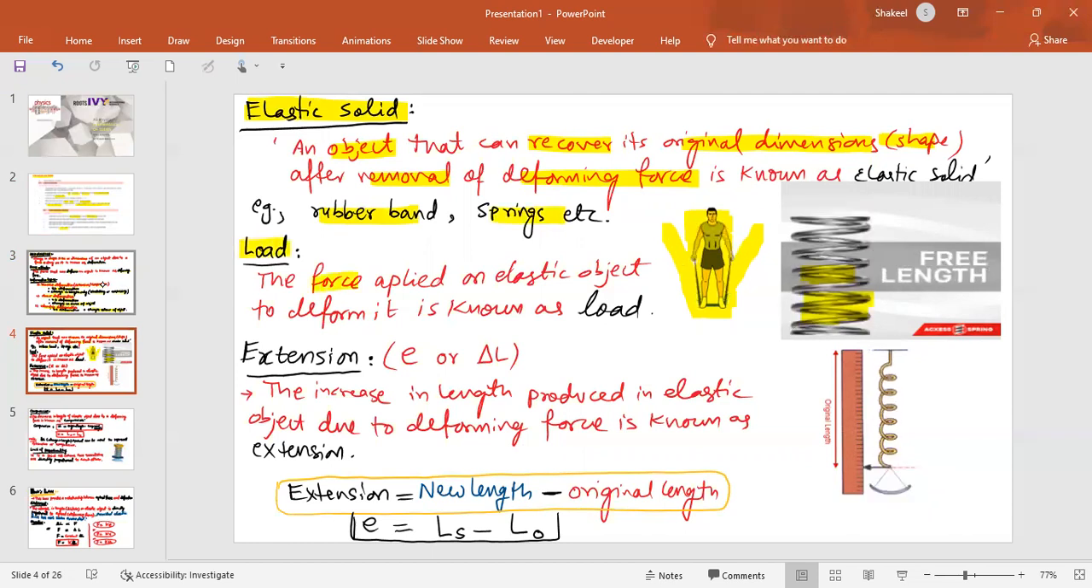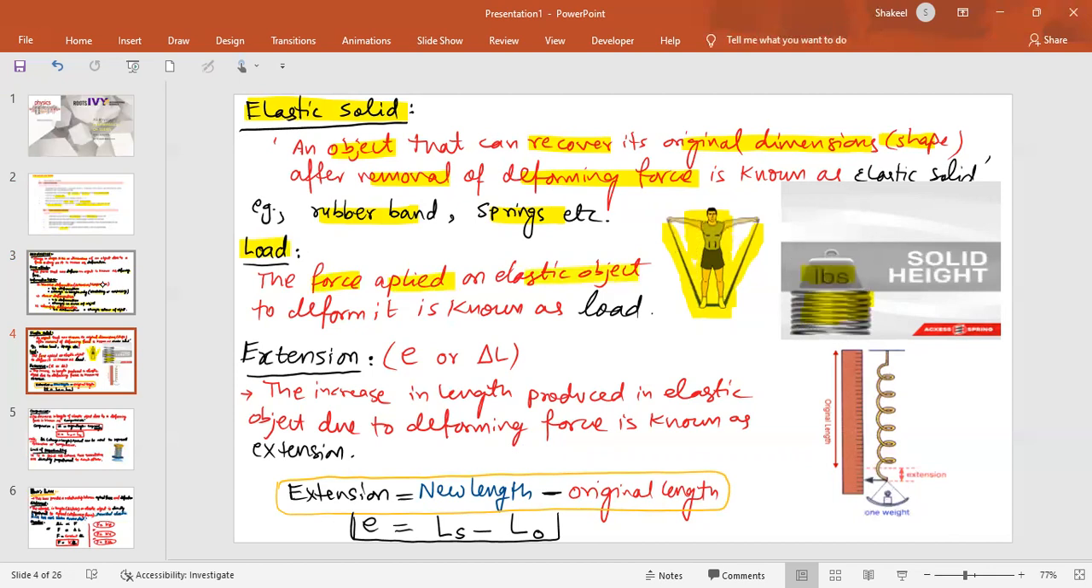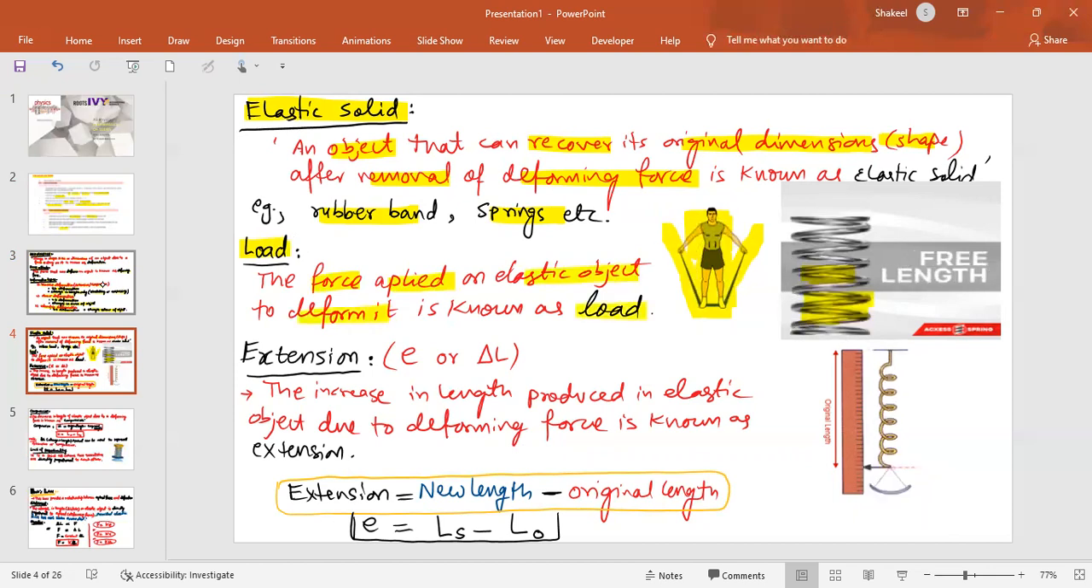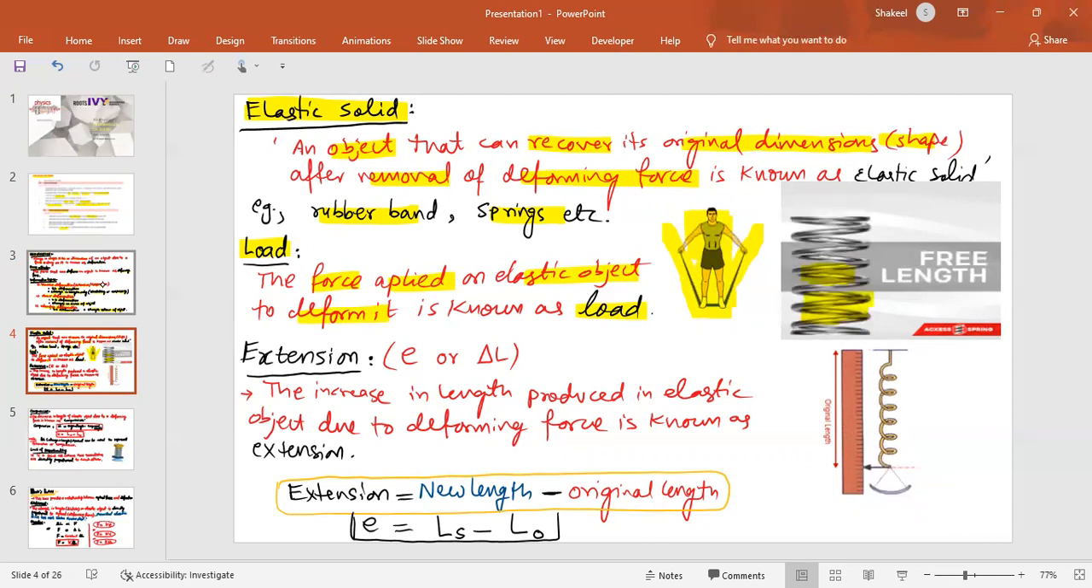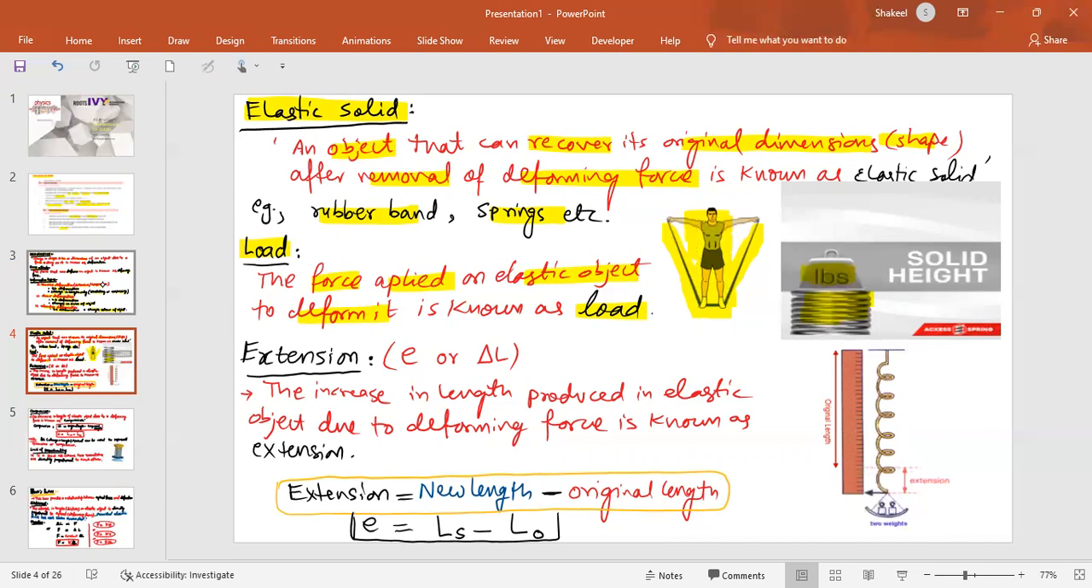What is load? Load is the force applied on an elastic object that deforms it, like the force the person is exerting on the rubber band, or the load which is placed on the spring. It is actually the name for the force.